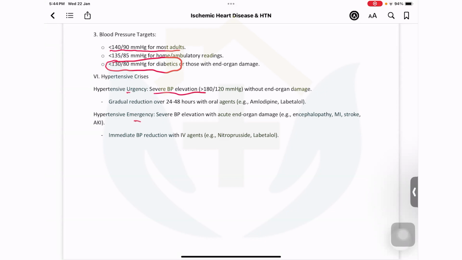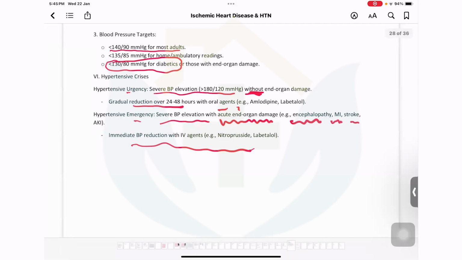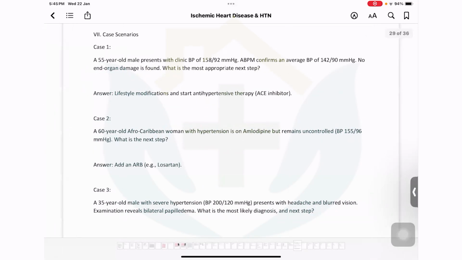Urgency is severe BP elevation like 180 by 120 without end organ damage. So the onus on us is to gradually reduce the blood pressure with oral agents. If the severe BP elevation comes with acute end organ damage, like the patient is confused, has chest pain, or weakness of some limb, then you should immediately go with IV agents and immediate reduction is to be done. Now, case scenarios: a 55-year-old male, cutoff is 55 only, and 55 it is.